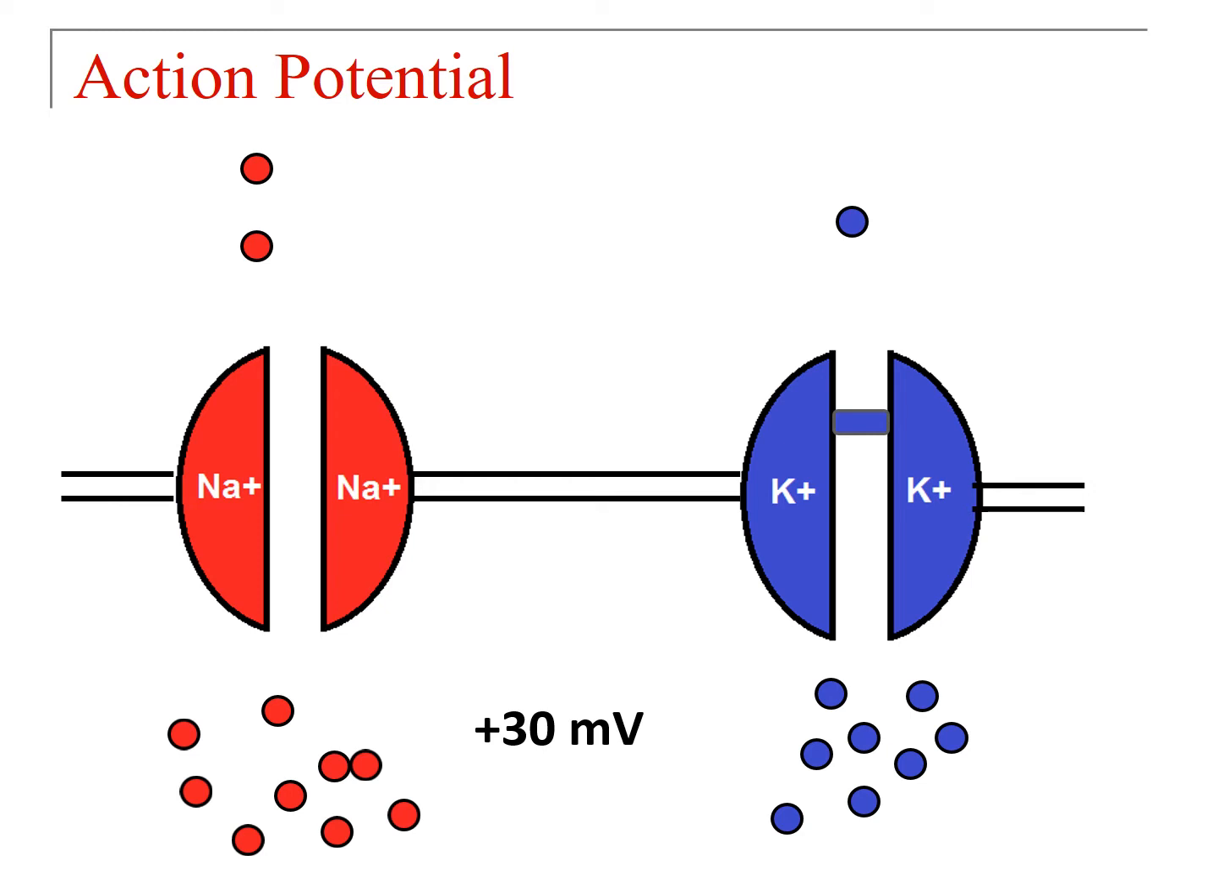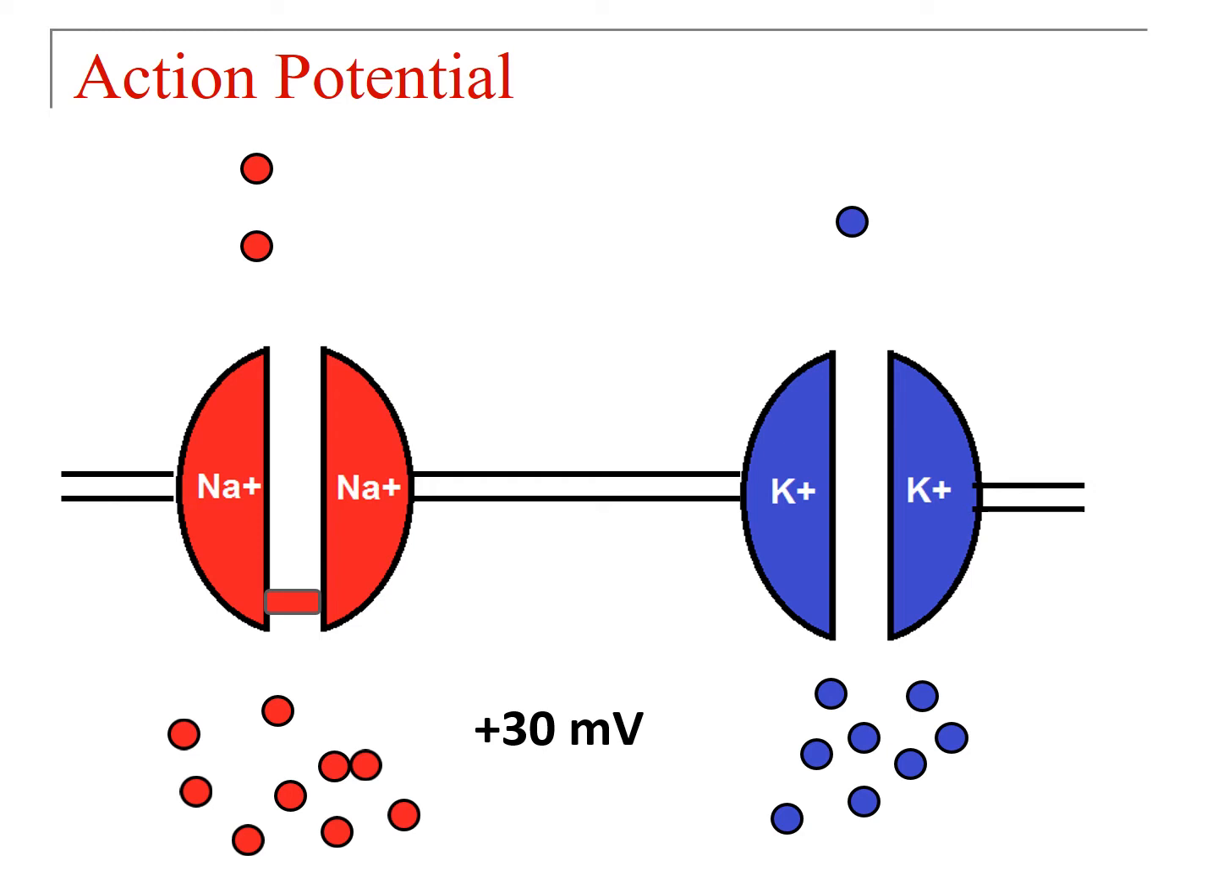Okay, now at plus 30 millivolts, a couple of different things happen. First of all, the sodium channel will close. So if you take a look at that, it's closed. Now take a look at the potassium channel. At plus 30 millivolts, the potassium channel is going to open. So now it's open. And let's talk about what happens to the potassium ions. First of all, they're going down a concentration gradient. So they're going to get out of there pretty quickly. They're going to move from the inside to the outside.